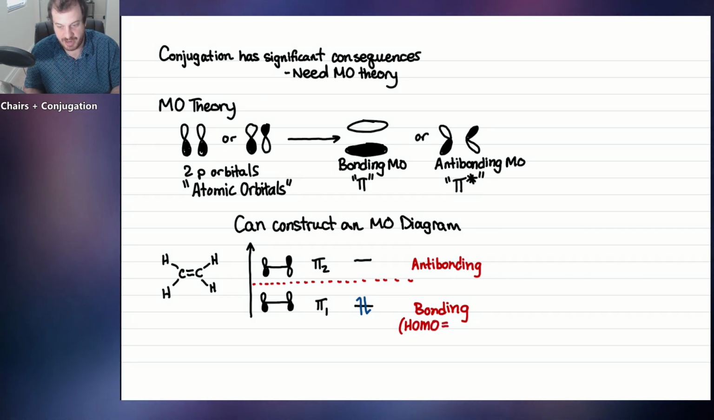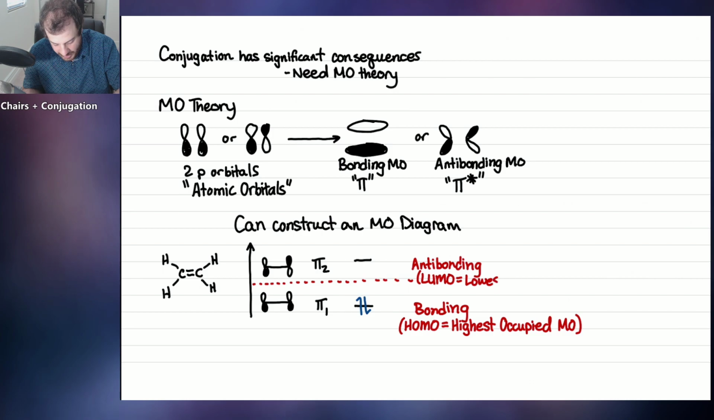HOMO is an acronym, and it stands for highest occupied molecular orbital. And our pi 2, we can call that the LUMO. That is a name that means lowest unoccupied molecular orbital.